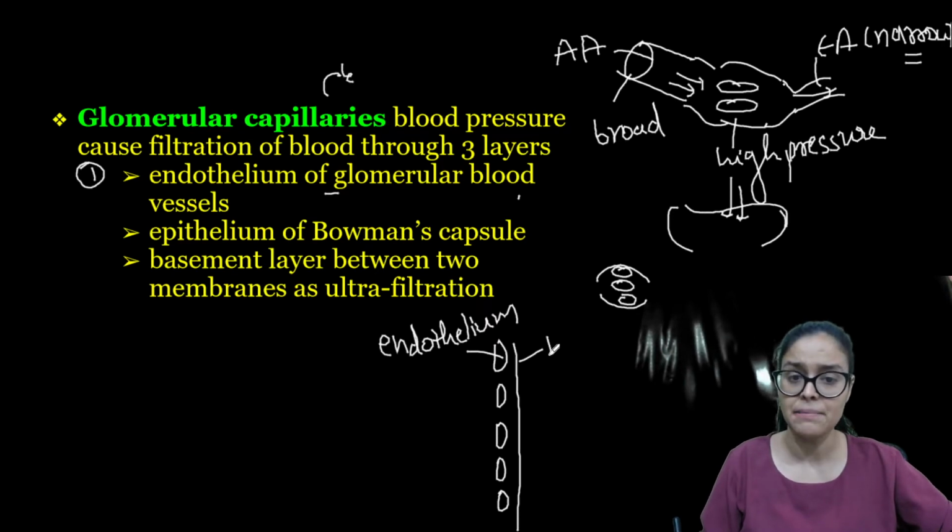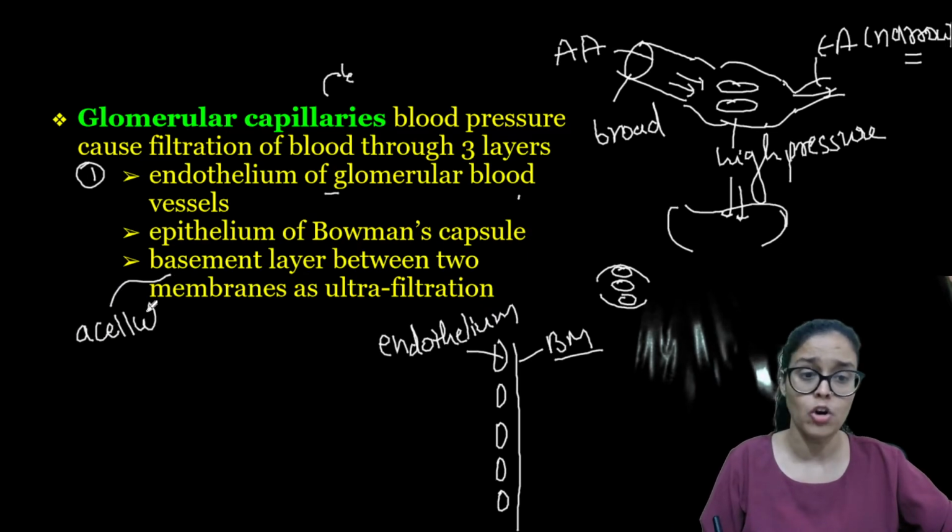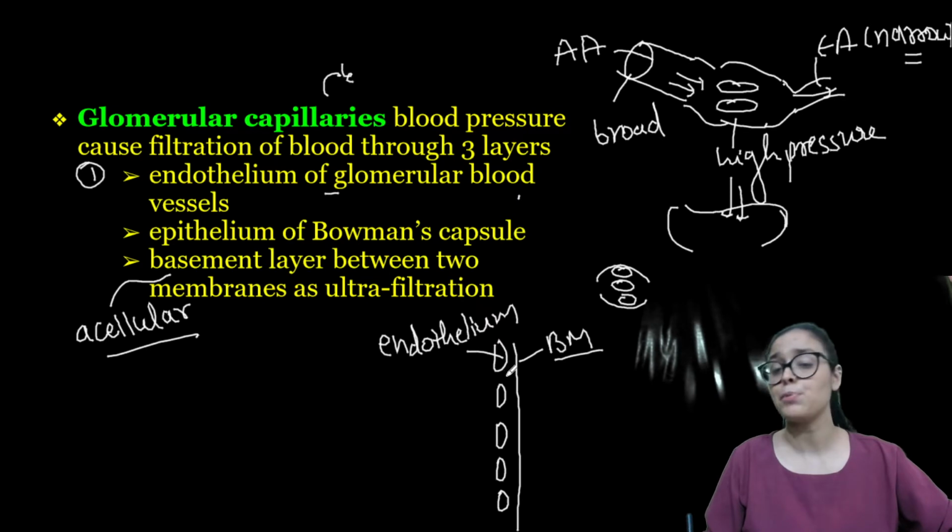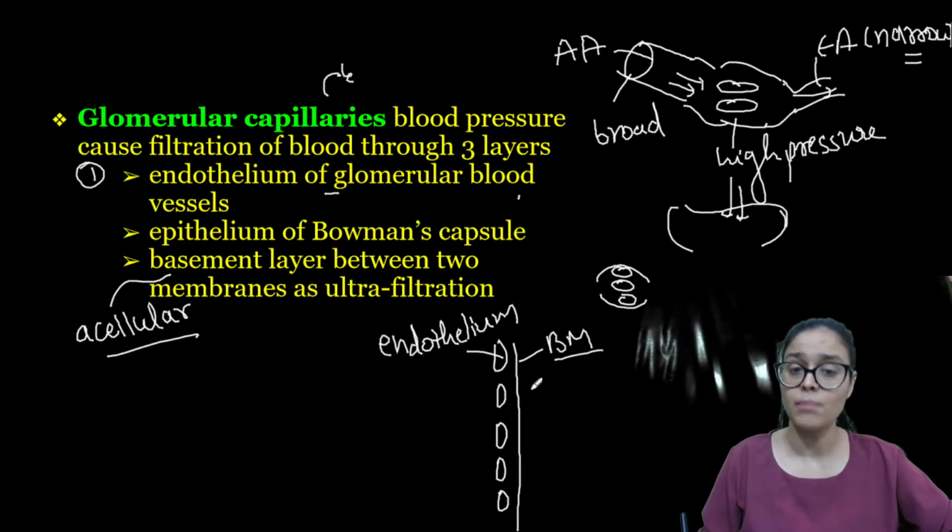This is the basement membrane, and we know that the basement membrane is an acellular structure, not made up of any cell. It provides a base where the endothelium rests and where the squamous epithelium of the Bowman's capsule also rests.